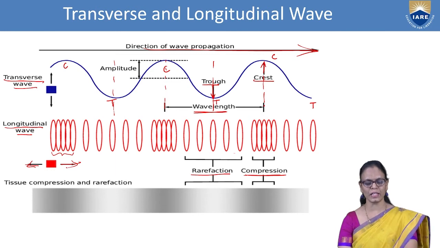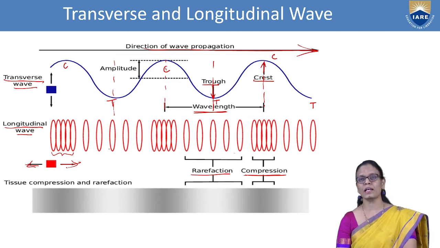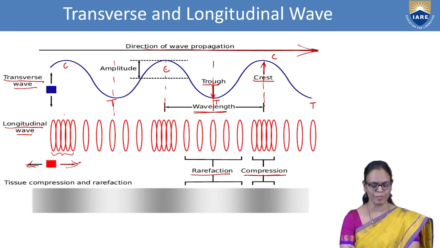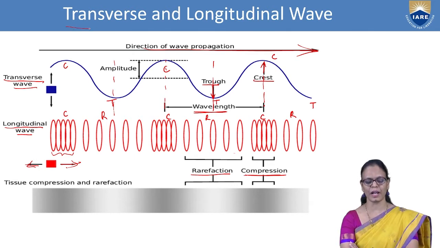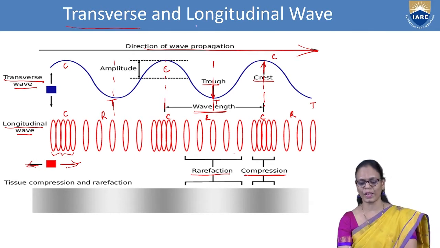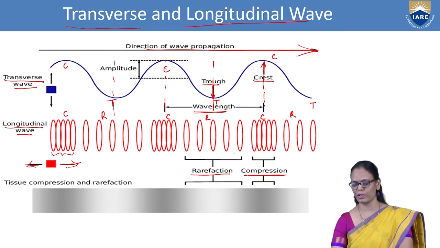So what do we see in a longitudinal wave? We see a series of compressions and rarefactions. So compression, rarefaction, compression, rarefaction, compression, rarefaction, and so on. So this is the clear picture of what we understand about a transverse wave and a longitudinal wave.